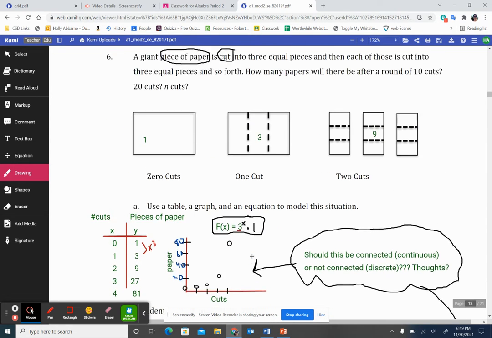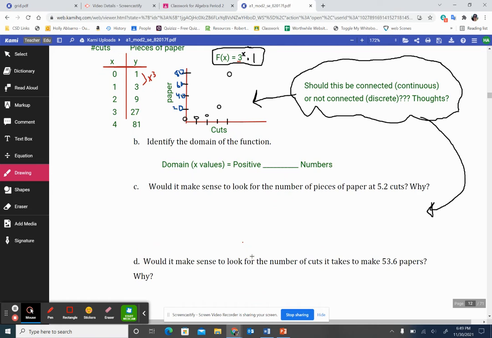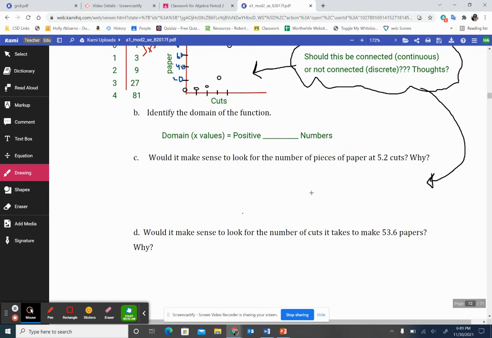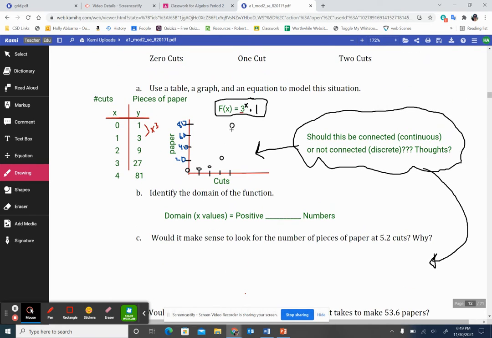All right. Hopefully you had a good discussion there. I'm not going to say one way or the other. I think that you can make a good justification for this to be continuous or discrete, depending on how you look at it.